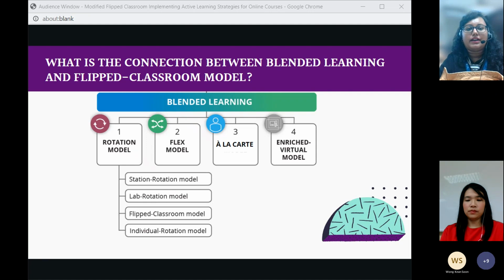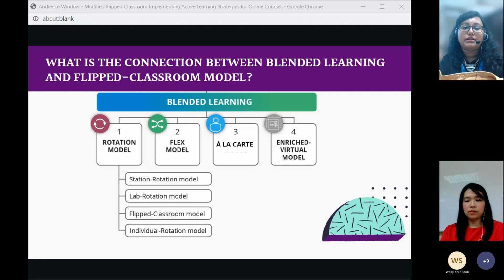But what happened is that when the term blended learning or flipped classroom came into place first, many educators mistook it as, oh, flipped classroom means we give everything to the students, they do their own learning, they come to class, and then we continue to lecture, we continue to teach what the particular topic is all about. That is one misconception that educators used to have.